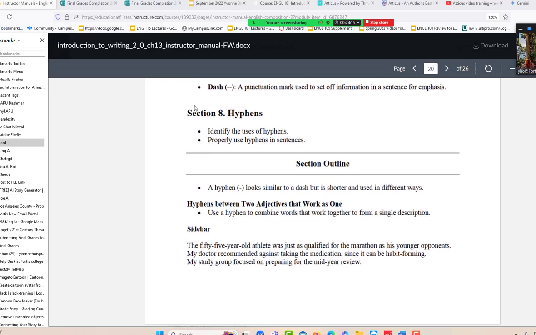And last but not least, hyphen. A hyphen looks similar to a dash, but it's shorter and used in different ways. Use a hyphen to combine words that work together to form a single description. The 55-year-old athlete was just as qualified for the marathon as his younger opponents. My doctor recommended against taking the medication since it can be habit-forming. My study group focused on preparing for the mid-year review.